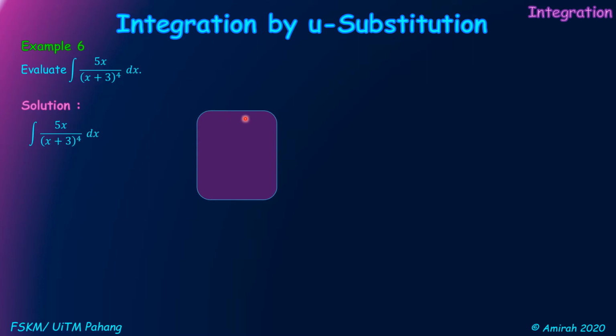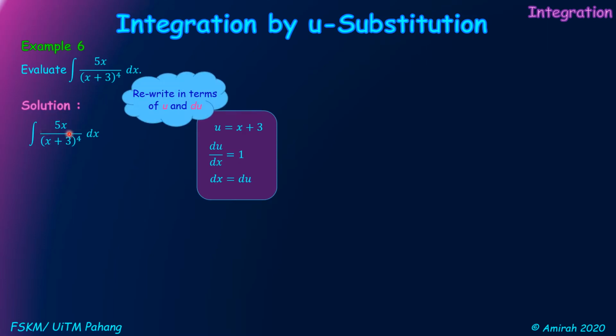When we use U substitution, first we need to identify U. Let's say we choose U equals x plus 3, the function in the bracket here. After we identify U, we need to differentiate, so we get du over dx. We differentiate x plus 3, so we get 1. Then we write dx as a subject, so we cross multiply and get dx equals du. So every time we use U substitution, first we identify U, then differentiate, and then write dx as a subject.